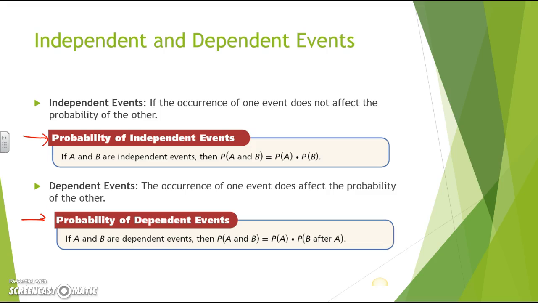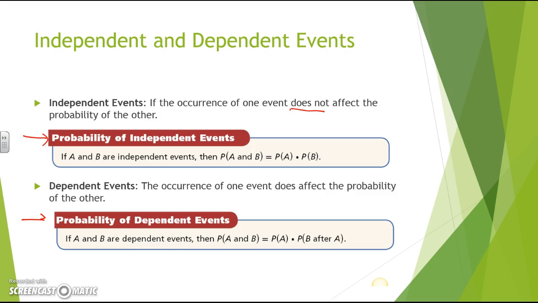So when you look at independent events, it's if the occurrence of one event does not affect the probability of the other. And sometimes what you'll see with independent events is if you have an A and a B event, they are independent with the probability of A and B. So what you do is you would take the probability of A and then multiply the probability of B. So they do not affect one another with independent events.